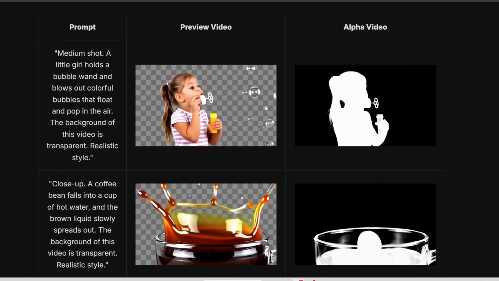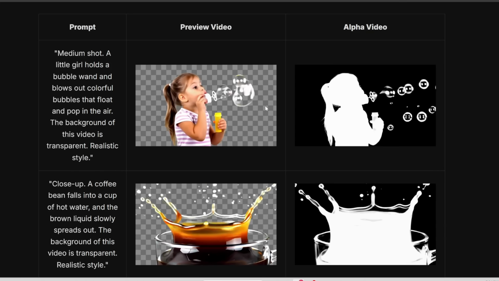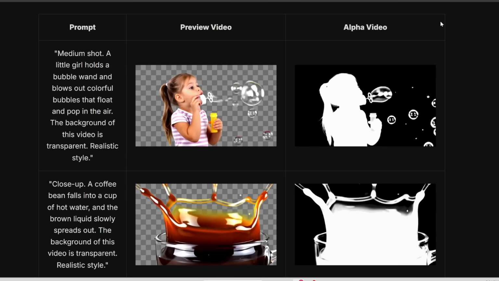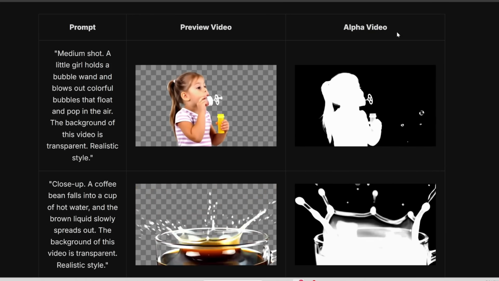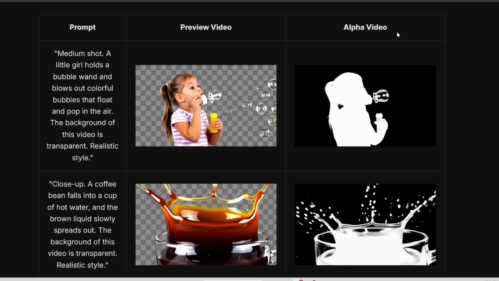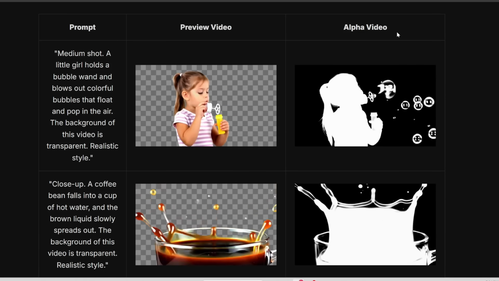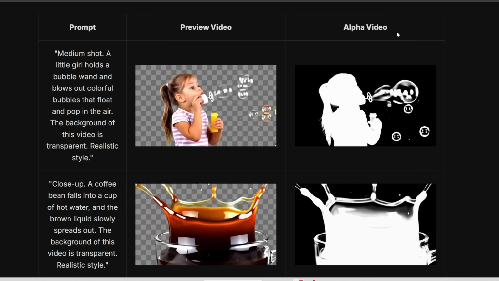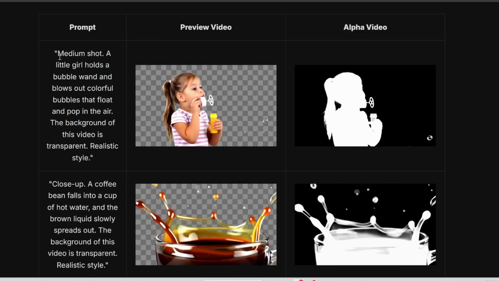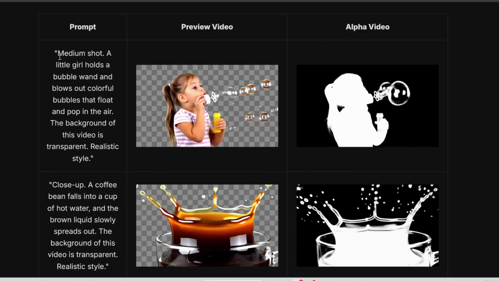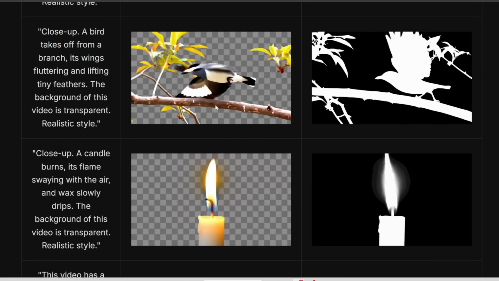So here are some of their examples. The prompt is over here, and here's what it generates, and notice that the background is transparent, so you can easily add this video as a layer on top of another existing background. Notice that even for translucent stuff like bubbles, it's able to handle the transparency very well. And then here are some more examples for your reference.